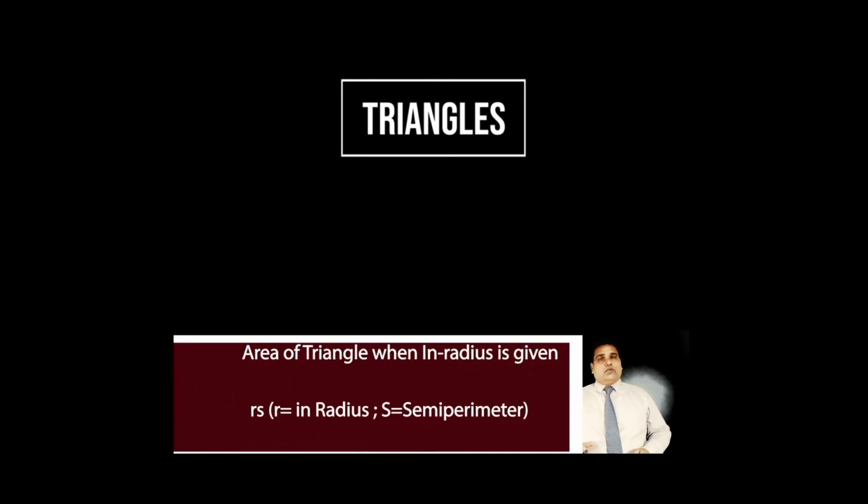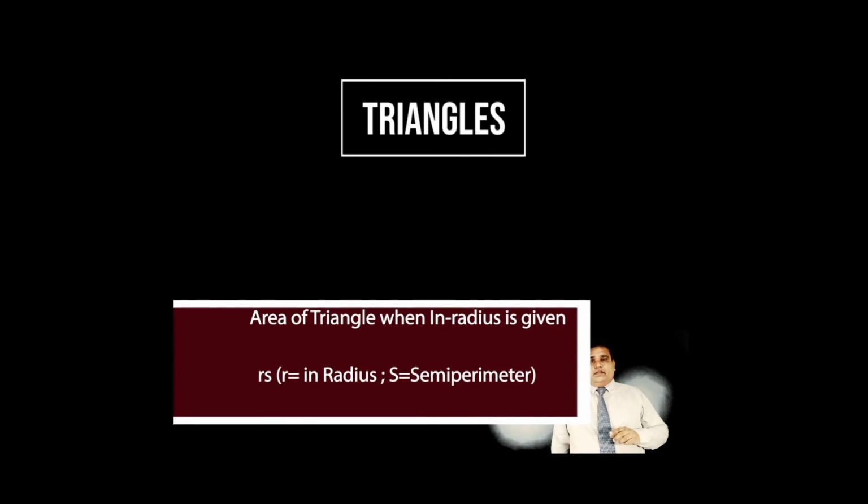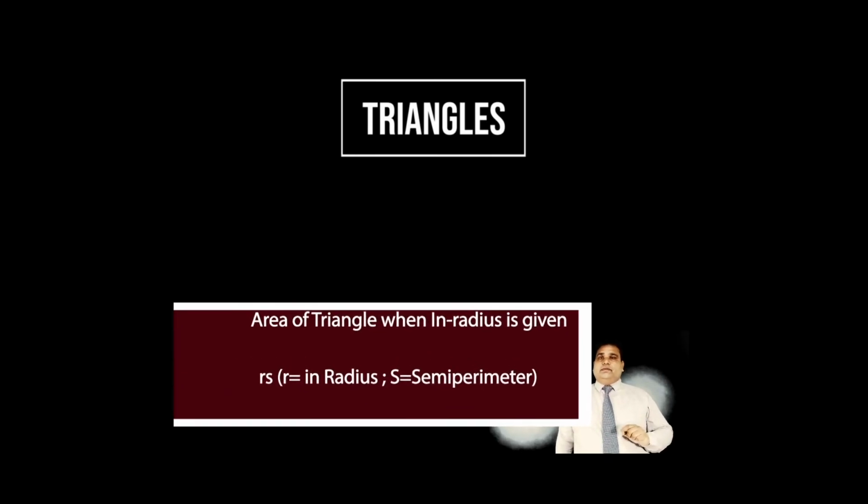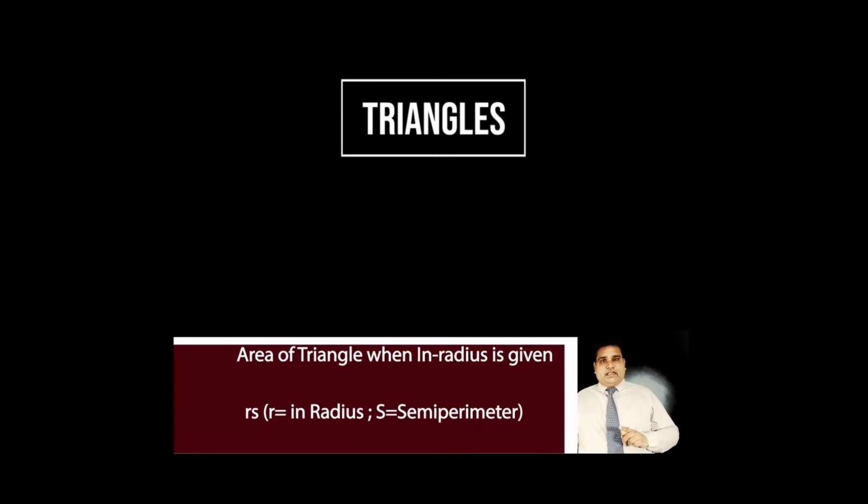If the semi-perimeter or all three sides are given and the inradius is given, we can easily find the area of the triangle by using the formula: area of a triangle when inradius is given, A equals R into S.